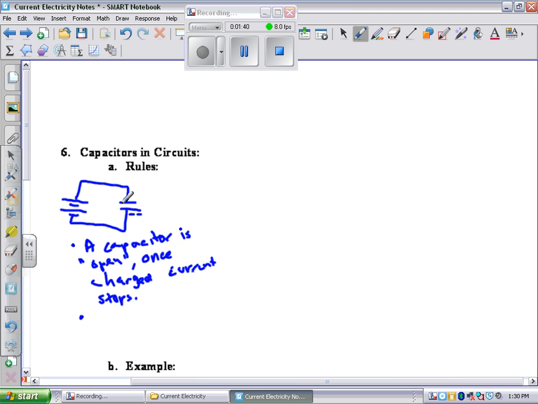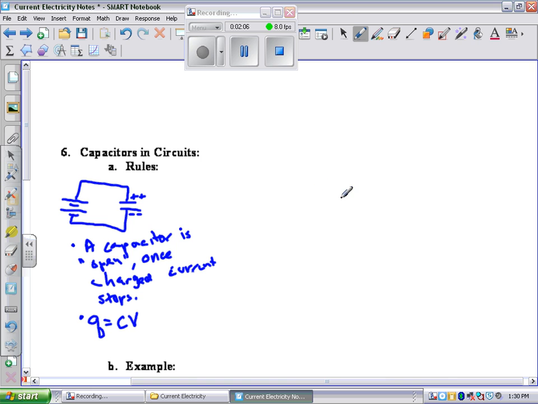At the same time, the negatives in here get attracted to the positive end and flow this way. So this ends up with a positive charge. And as soon as it's charged, the current is going to stop. Now to find the amount of charge, we can use this equation, which we had in our static electricity unit. Q equals C times V. That's going to be like our V equals IR for capacitors.